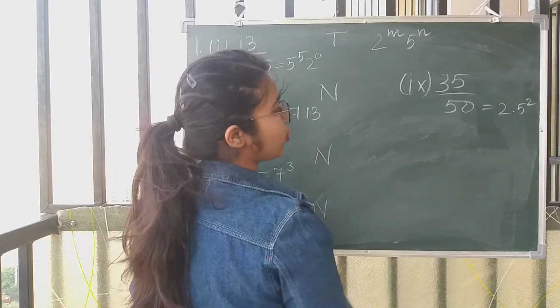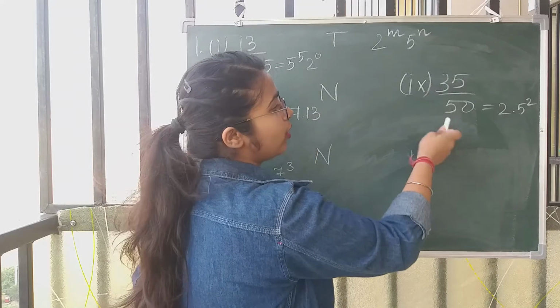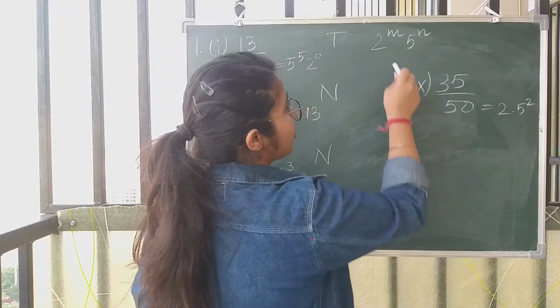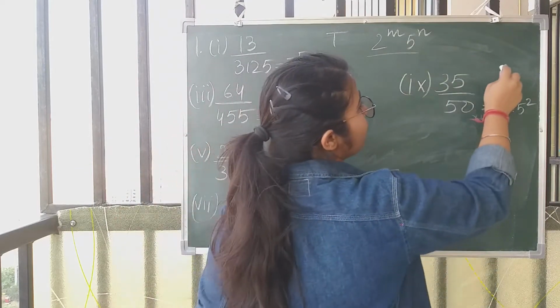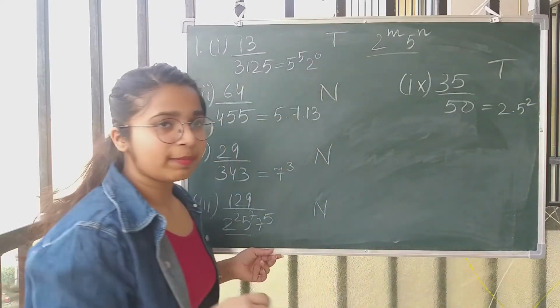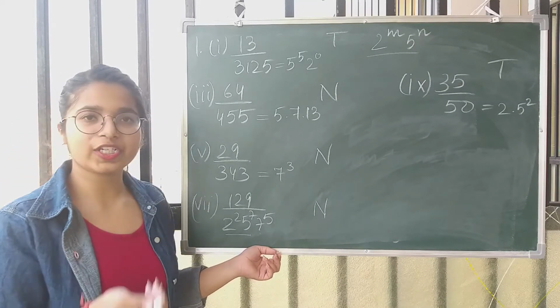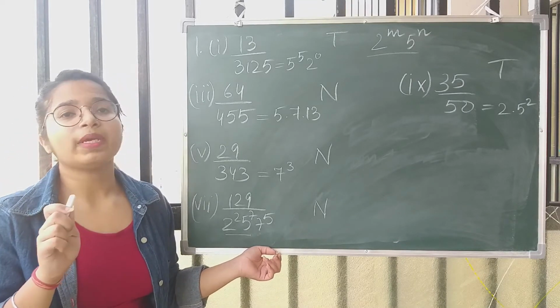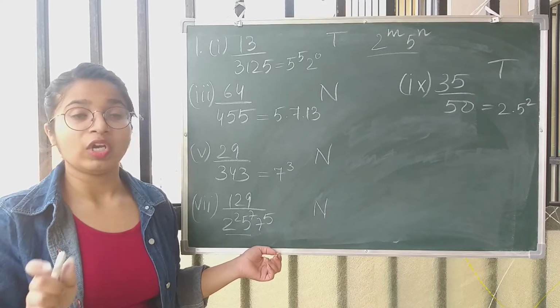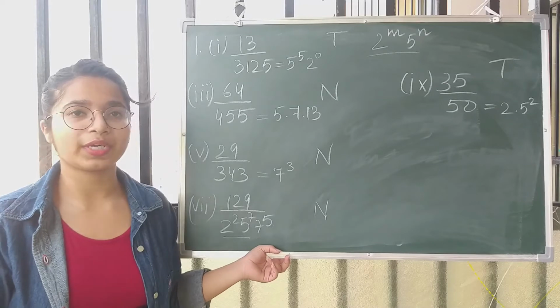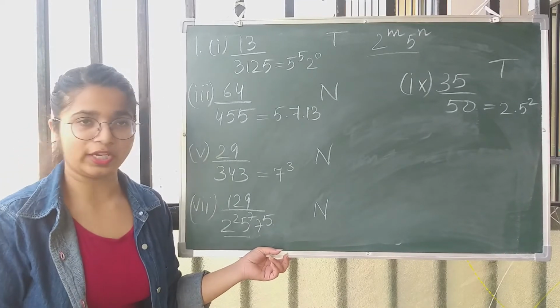नाउ इफ यू कम ऑन टू द नाइन्थ पार्ट इट इज 35 over 50. नाउ 50 कैन बी रिटन एज 2 into 5 square, which is of the form this. So this will be terminating. सो जब भी आपको चेक करना होगा टर्मिनेटिंग है या नॉन टर्मिनेटिंग है, आप हमेशा इस फॉर्म को चेक करोगे. इस फॉर्म में सिर्फ दो प्राइम्स हैं 2 and 5. सो रिमेंबर कोई और प्राइम नहीं होना चाहिए. सो दिस इज हाउ यू कैन डू द रेस्ट ऑफ द पार्ट्स ऑफ दिस क्वेश्चन.